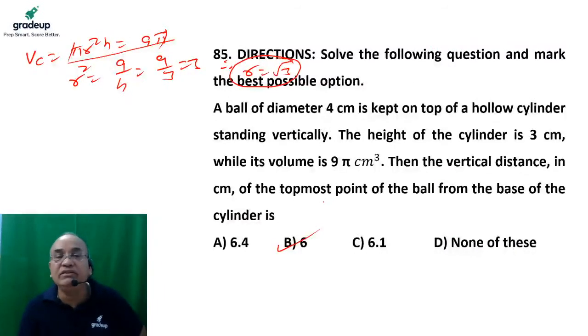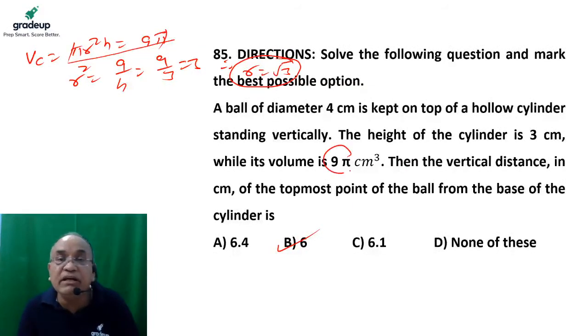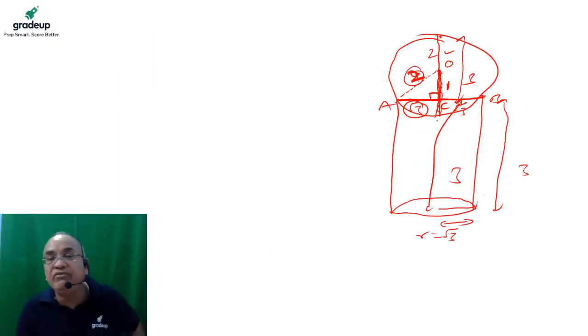Getting my point or not? Okay, very easy question to do. Very, very easy question. Not a difficult question at all. From here we have taken the radius of the base of the cylinder. And as we know, the diameter is given, which is 4. So radius of the ball is 2. So we have made a figure here. So the ball is kept over this. So this is nothing but a kind of chord. Length of this is nothing but 2 root 3.